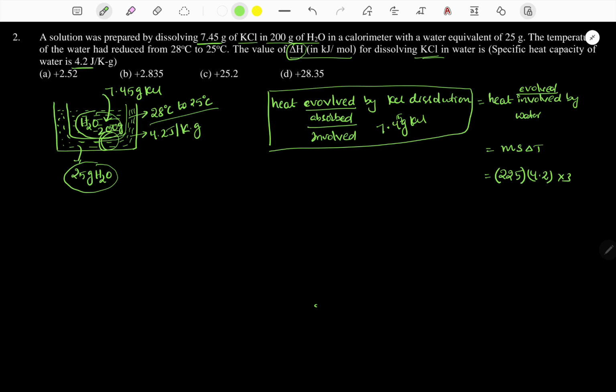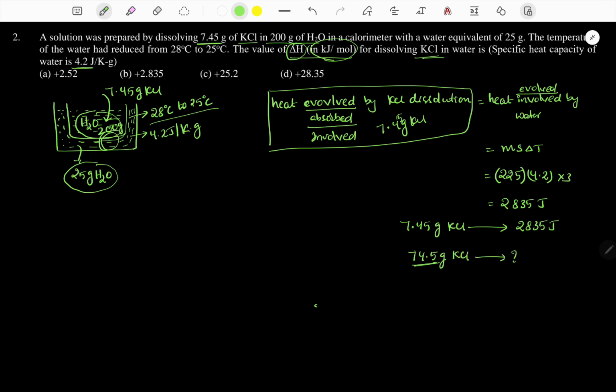So this value is 2835 joules. That is for 7.45 grams. So when you are dissolving 7.45 grams KCl in water, the heat required for dissolution is 2835 joules. Now we have to calculate delta H per mole. Therefore, per mole, 74.5 is the molecular weight of KCl.